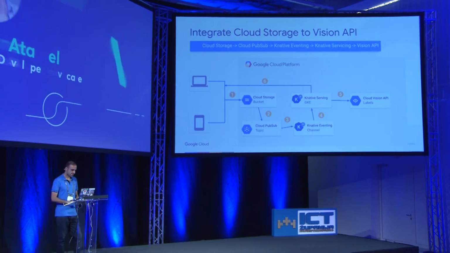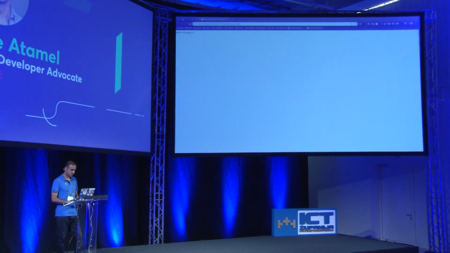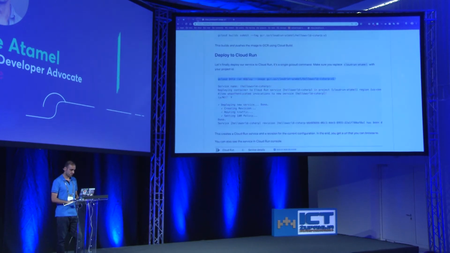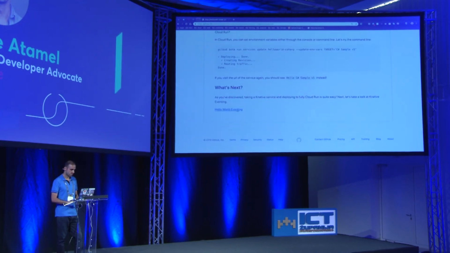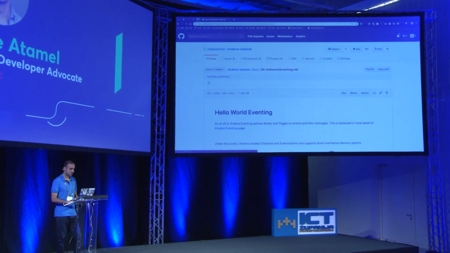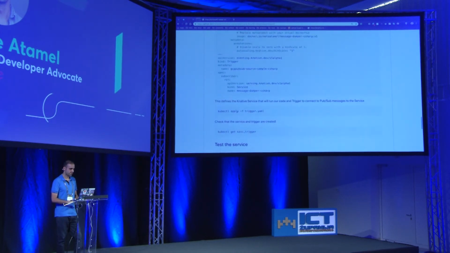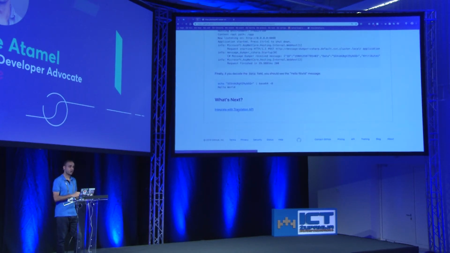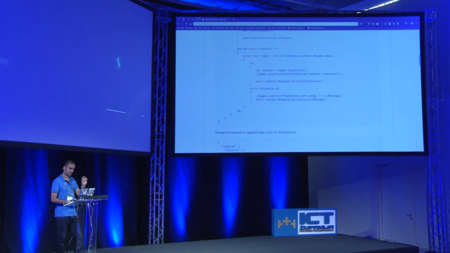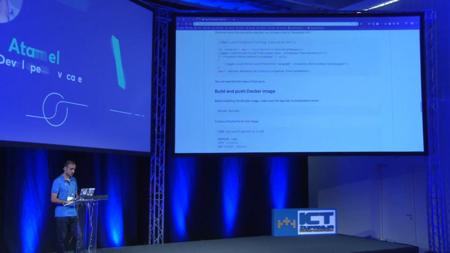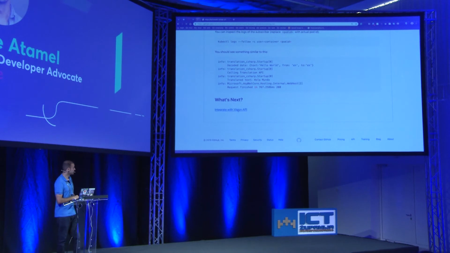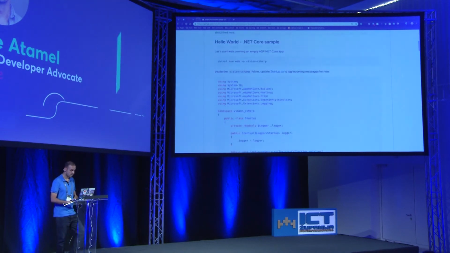So how do we do this? Let's see. I always have to refer to my tutorial. So I have a Hello World eventing sample that you can go through, but we won't have time here. I have another translation API sample, which is pretty cool. You can translate languages using it, using Knative eventing. But the Vision API is this one.